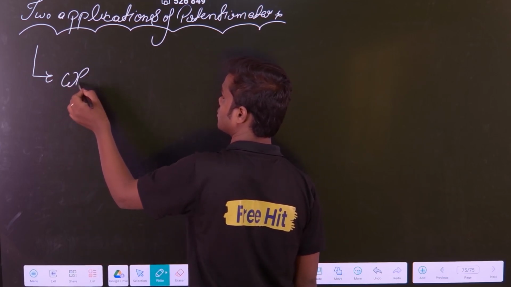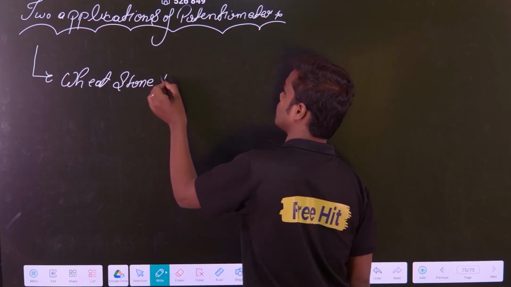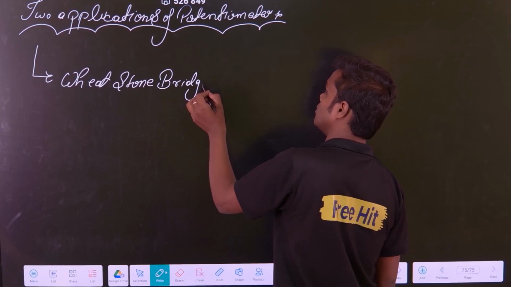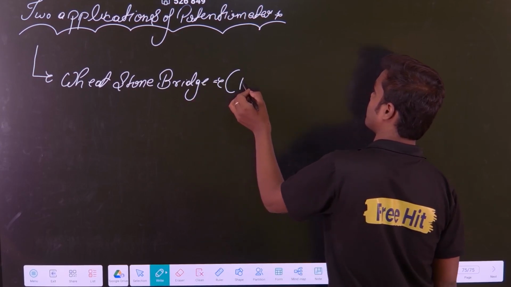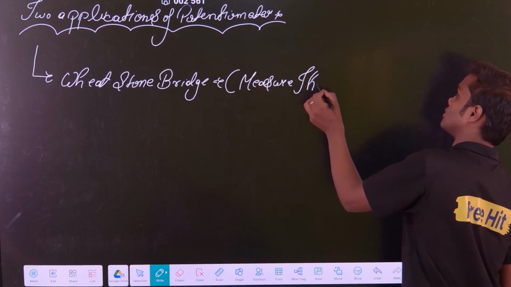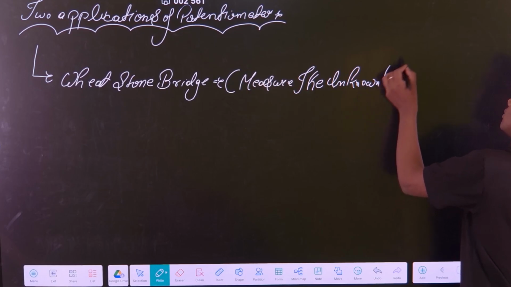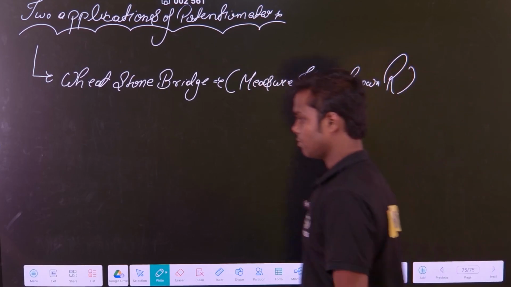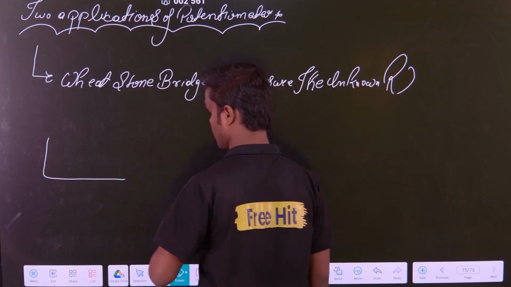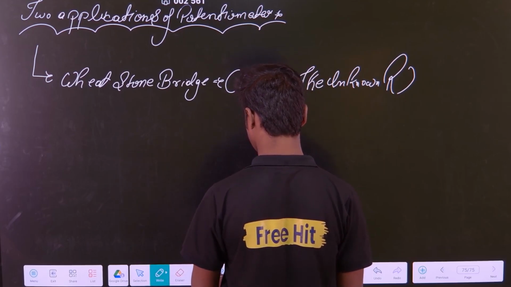Wheatstone bridge. Wheatstone bridge helps us to measure the unknown resistance. Basically, if you have seen the diagram, let me draw the diagram for you and try to understand the things properly.